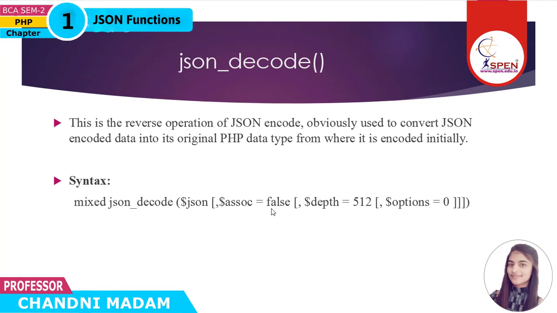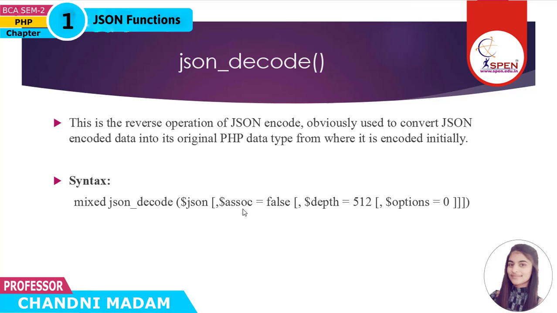So our next function is json_decode. This function converts your JSON encoded data into its original PHP type data. Here is the syntax. The json_decode function's first value is $json. So $json is the string being decoded.